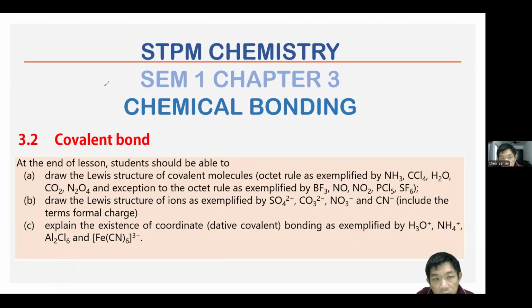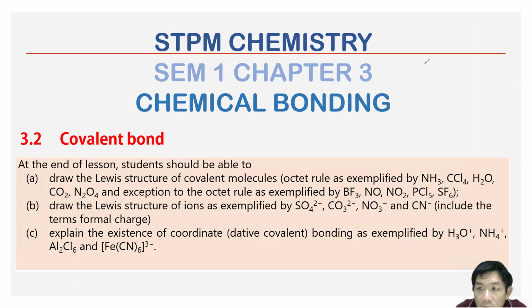So the objective of our lesson today is, at the end of the lesson, you should be able to draw the Lewis structure of covalent bond molecules, octet rule as exemplified by NH3, CCl4, H2O, CO2, and N2O4, and exceptions to the rules as exemplified by BF3, NO, NO2, PCl5, and SF6. You're also going to draw the Lewis structure of ions exemplified by SO2, CO3 2-, NO3-, and Cl-, including the formal charge.